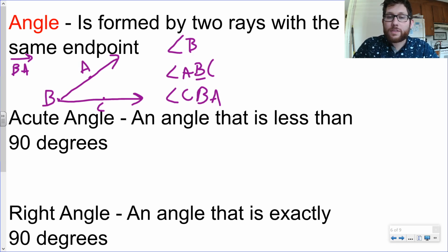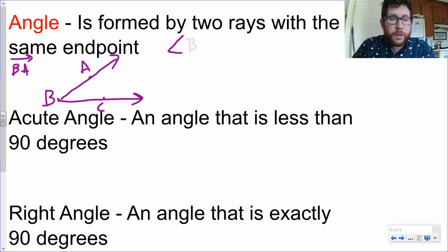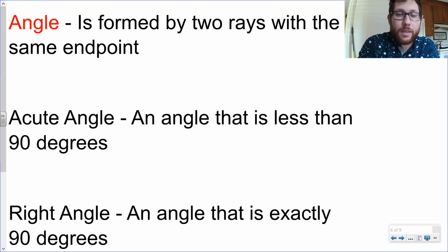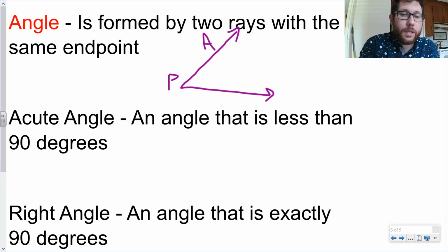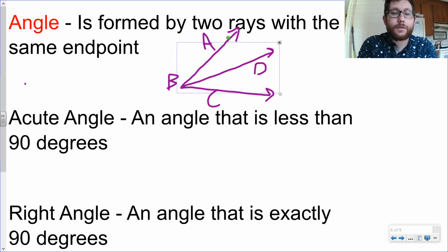Now, let's talk about this. Why would we have two different names to call this angle? Why can't we just call it angle B? That seems simple enough, right? Well, here's why you can't just call it angle B. Let me clear out some of the space. Let's start with a new angle. What if I've got an angle that looks something like this? I've got an angle like that. Okay, so that's looking pretty normal, and I've got A, B, and C. And then what if I've got another one out here, another ray, and that is angle D?